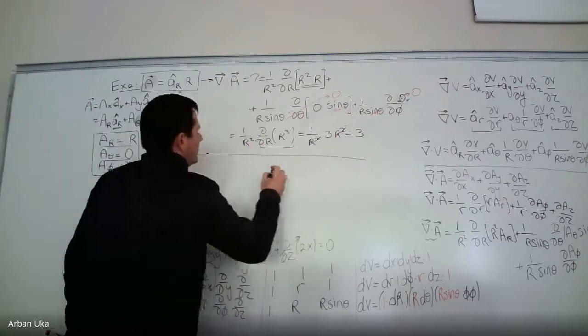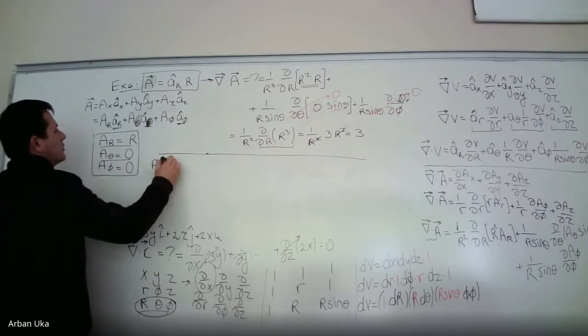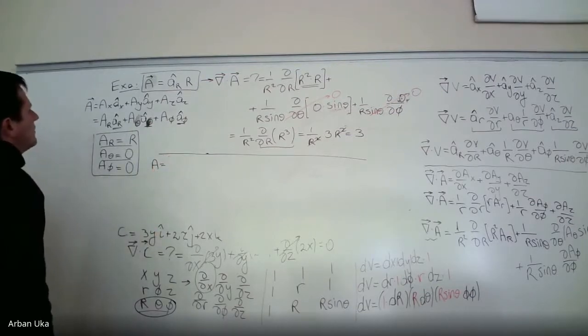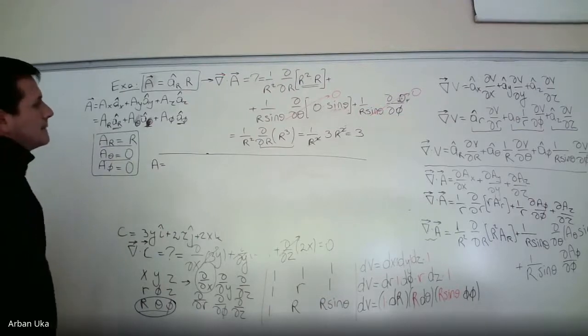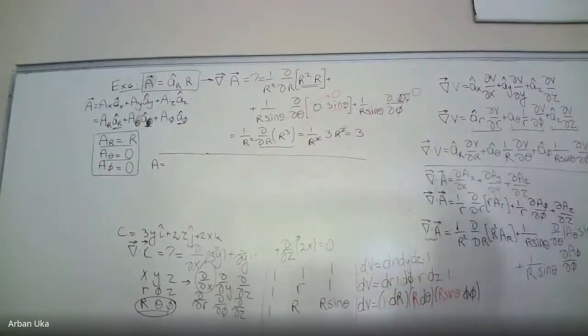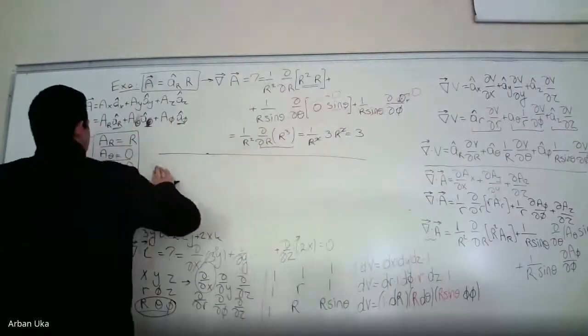This is it. Another example is if we give a vector a, which is equal to, let's see, a second. Or let's do another example. Is this example clear?